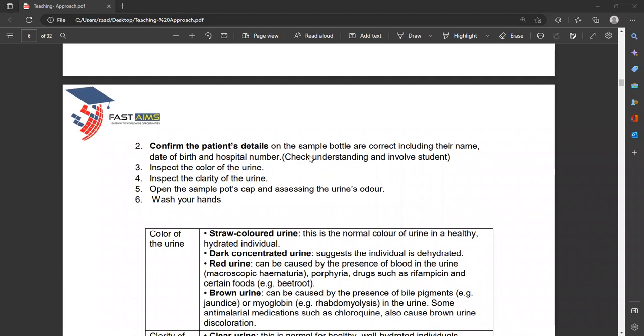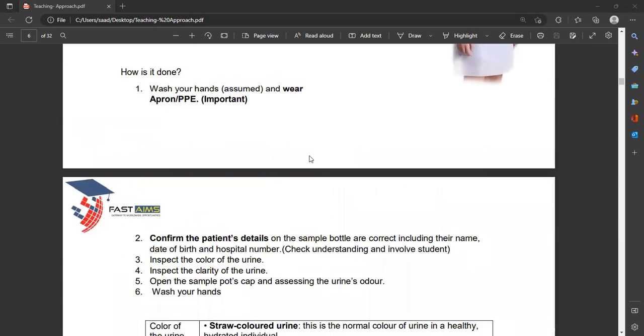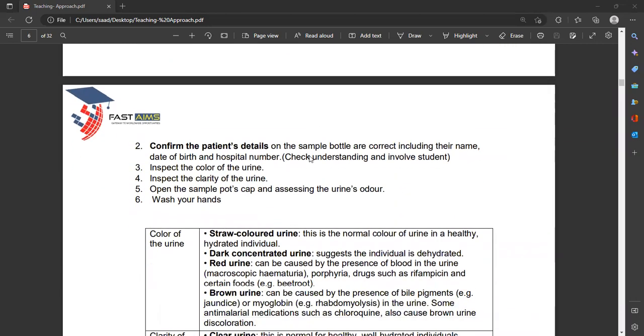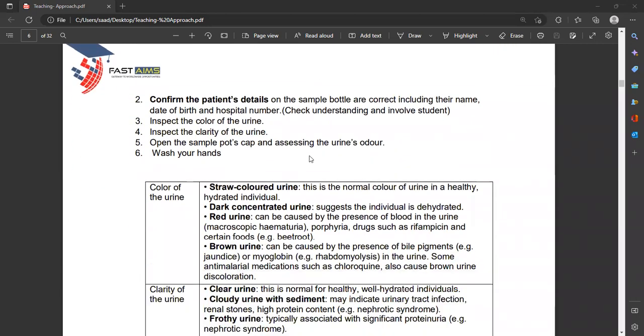When you perform this in the real exam, in the PLAB 2 exam, on the sample bottle these 3 things would be written. So you do not have to miss this step. Wear apron and then patient details. Now comes the important part, how to save time.